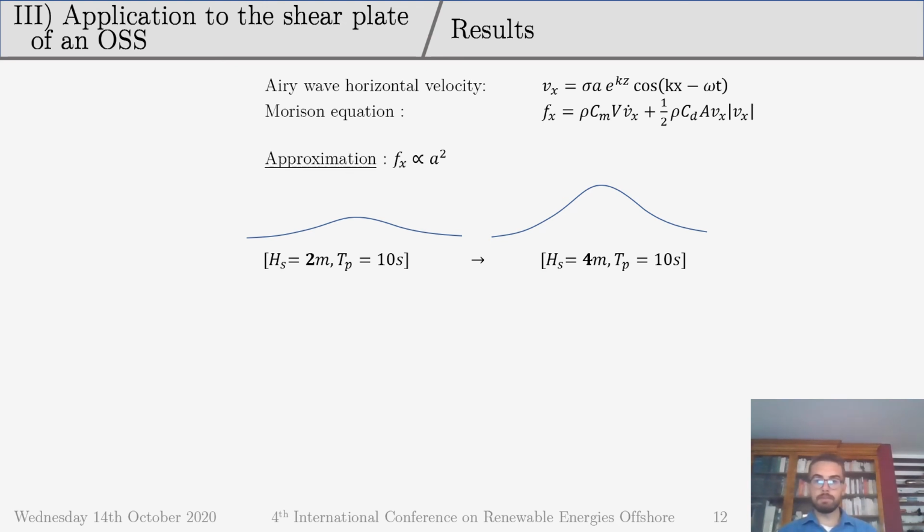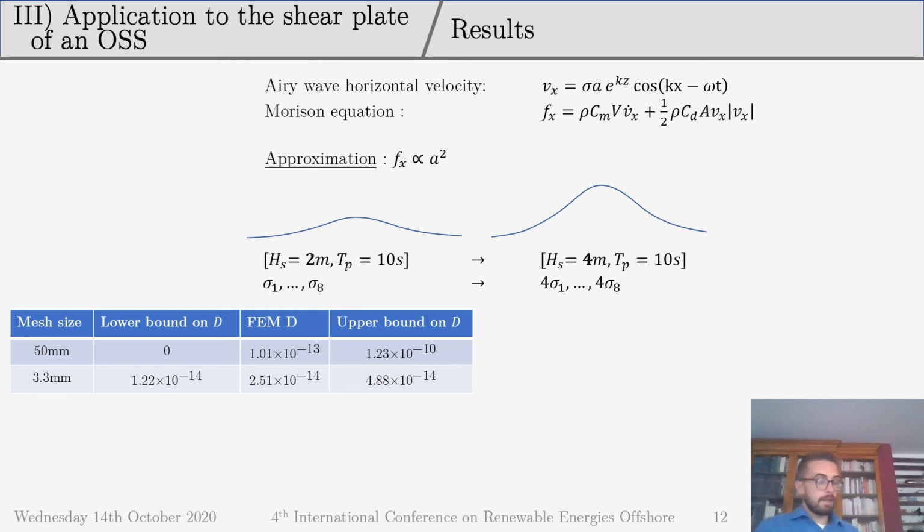So if you approximate this horizontal force as proportional to the amplitude squared, then multiplying HS by 2 will multiply by 4 the solicitation on the jacket structure. Then if you model the structure as purely linear, it will multiply by 4 the stress at each of the 4 nodes delimiting the shear plate.